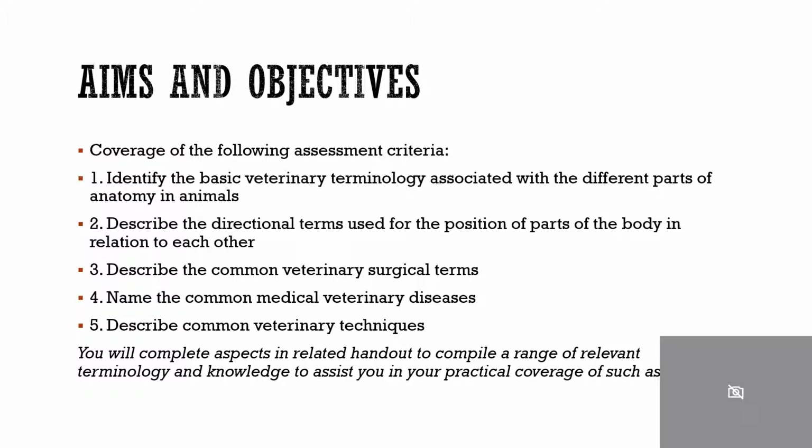Aims and objectives. We will cover the following assessment criteria. Identify the basic veterinary terminology associated with the different parts of anatomy in animals. Describe the directional terms used for the position of parts of the body in relation to each other. Describe the common veterinary surgical terms. Name the common medical veterinary diseases and describe common veterinary techniques.